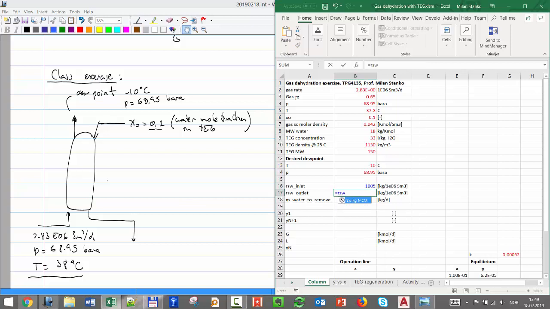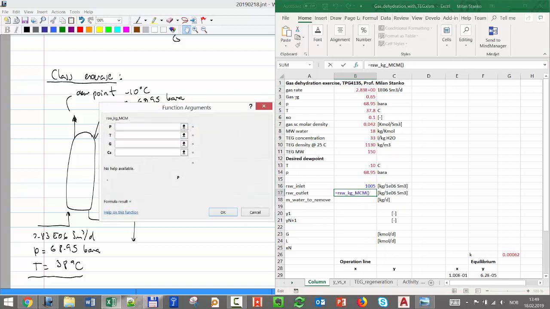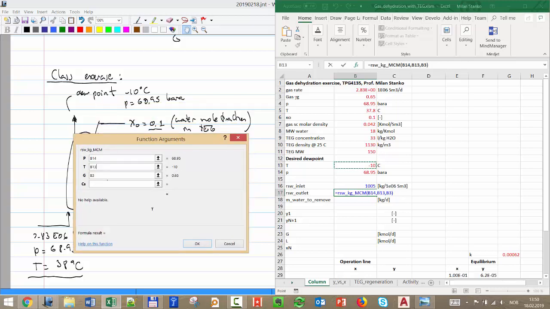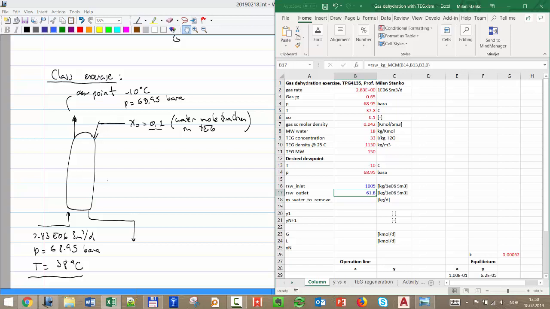RSW: the pressure is the same pressure, because there is hardly any pressure drop in the TEG column. Temperature is also the same, doesn't change much. G, specific gravity. No, sorry, the temperature has to be minus 10, because I want to be saturated at minus 10. So I want to calculate how much water a gas at minus 10 and 68 has. Minus 10, 68, the salinity will be 0. And that gives me 61.